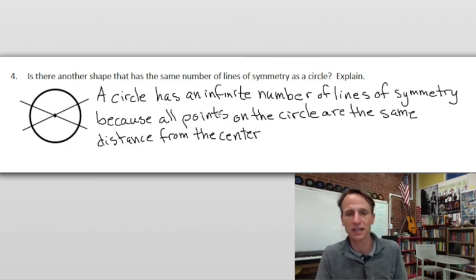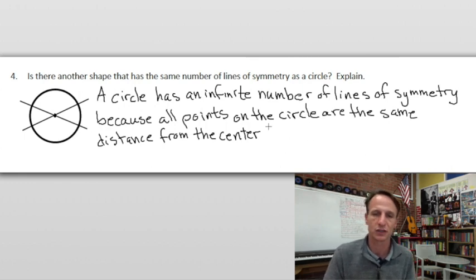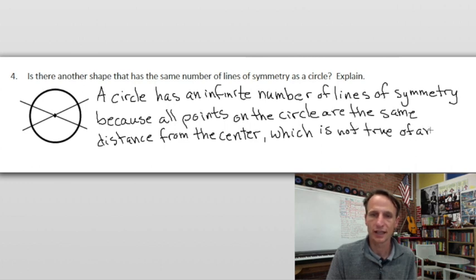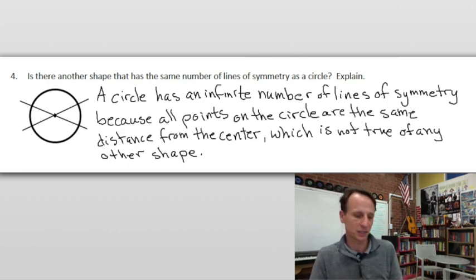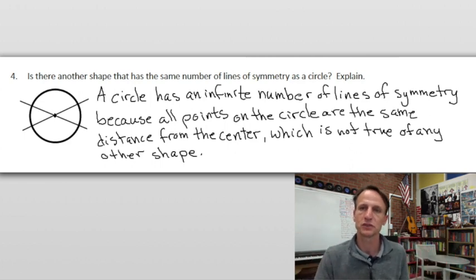All right, so a circle has an infinite number of lines of symmetry because all points on the circle are the same distance from the center, which, this is a long sentence, I know, is not true of any other shape. Okay, so I realize that's not really so much a fourth grade answer, but I'm hoping you're understanding where I'm coming from with that. I'm trying to make it accessible yet somewhat mathematically correct.